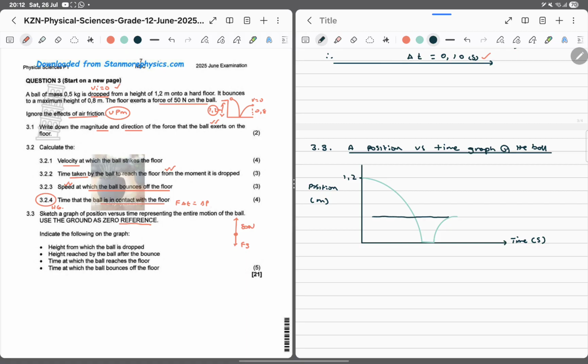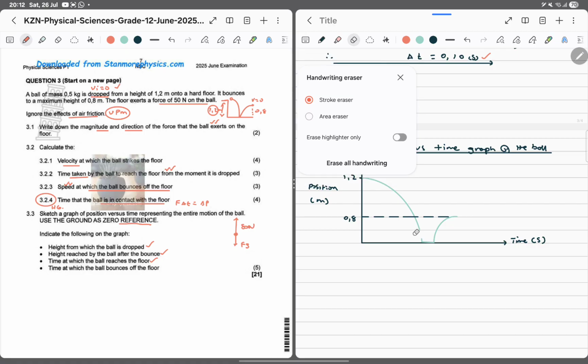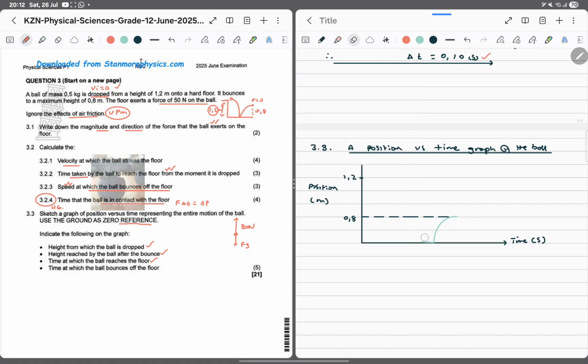So we know that we need to showcase this as 0.8. So we need to show the height. We need to show the height reached after the bounce. The time at which the ball reaches the floor. This is here. So we got 0.49, didn't we? Okay, it looks like we're going to have a problem. Okay, let's do this first.